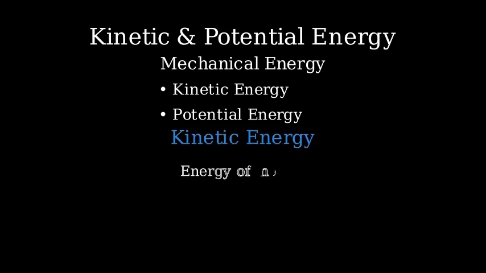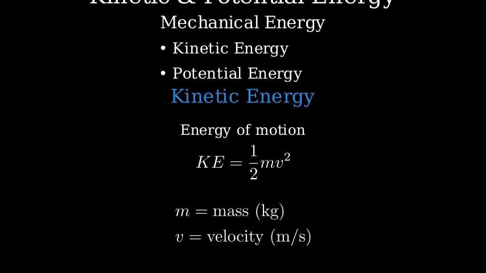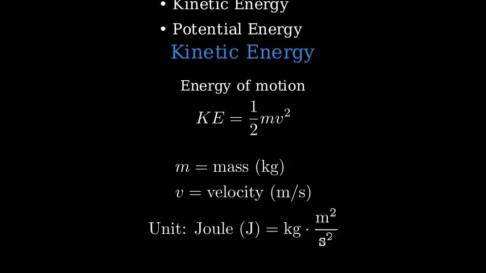Kinetic energy is the energy an object has due to its motion. The faster an object moves, the more kinetic energy it has. The formula for kinetic energy is KE equals 1/2 times mass times velocity squared. We can write that as KE equals 1/2 mv², where m is the mass of the object in kilograms, and v is the velocity in meters per second. The unit of energy is the joule, abbreviated as capital J. 1 joule equals 1 kilogram times meter squared over second squared.